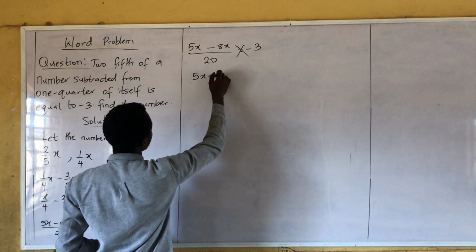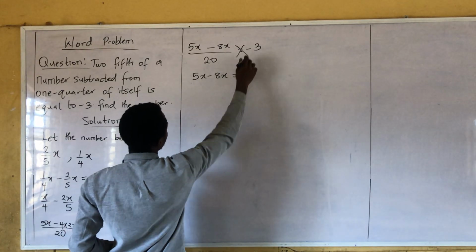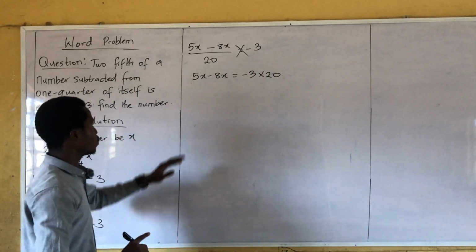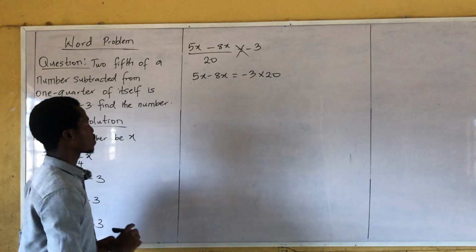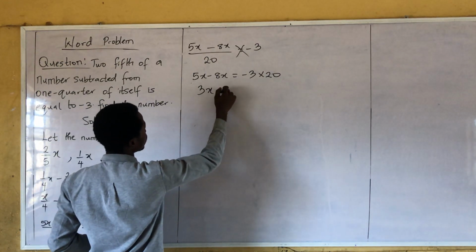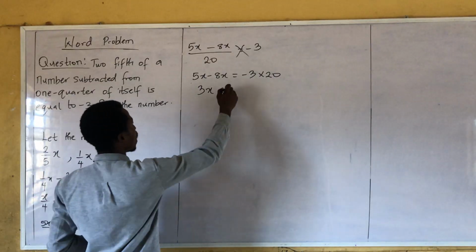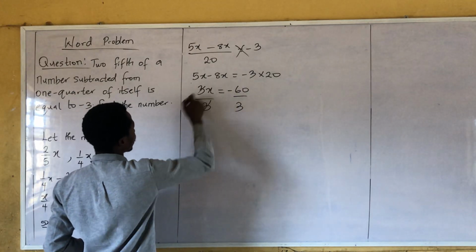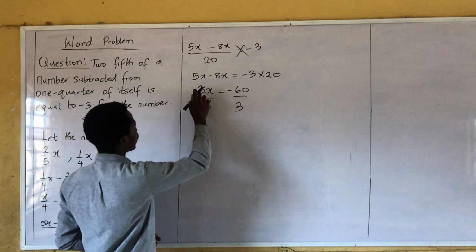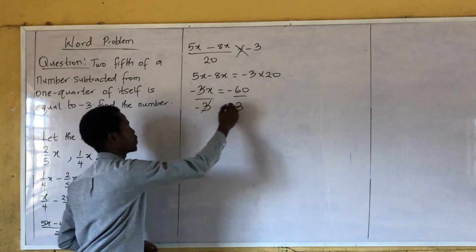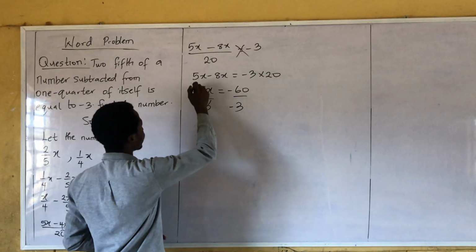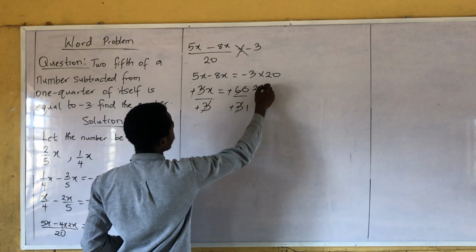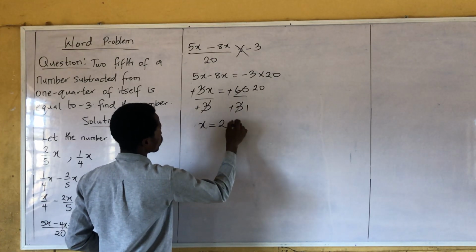If we cross multiply, on our left hand side we're going to have 5x minus 8x, then equals on our right hand side, -3 times 20. 5x minus 8x gives us -3x, equals -3 times 20, which gives us -60. So then we can divide both sides by -3. Sorry about that, this should be -3x. So -3 cancels -3, minus cancels minus. 3 in 60 is 20. So we have x equals 20.